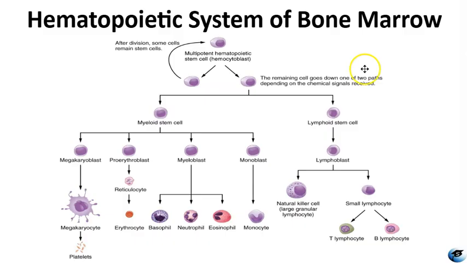And this branching tree structure from a single pluripotent stem cell to a variety of specialized immune and blood cells is fundamental to immunity and homeostasis. The bone marrow is constantly adjusting the production of these cells based on the body's needs, whether it's responding to infection, replacing lost cells, or maintaining daily physiological balance.